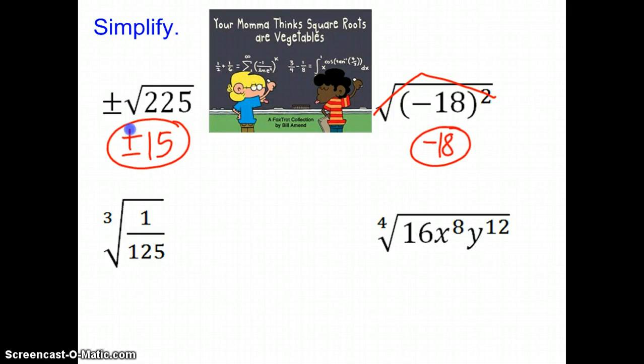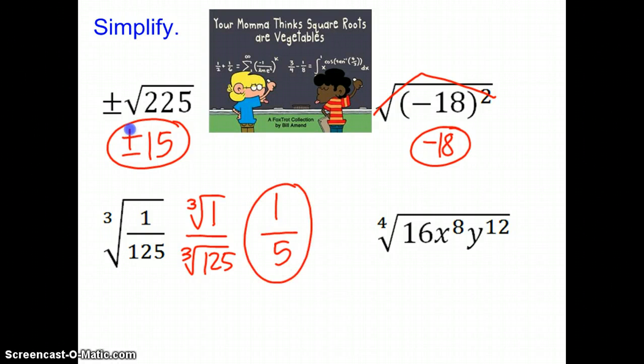This one with the fraction. If it helps, break it into 2 parts. You could rewrite this as the cube root of 1 over the cube root of 125. Cube root of 1 is 1. We know that 5 times 5 times 5 is 125. So your answer, 1/5.